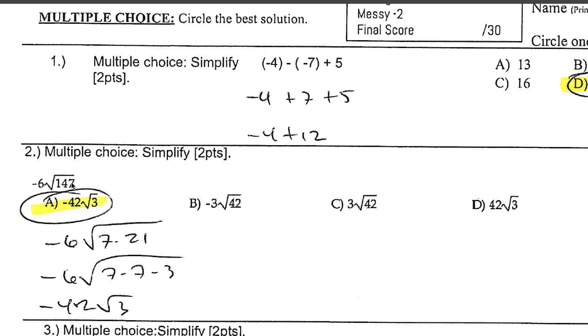So the square root of 147 you can break down into 7 times 21. And 21 can be broken down to 7 times 3. Well, I see a pair here. You can circle the pair that come out, and you have 7 times -6 out here is multiplication. That's -42 radical 3, which is choice A.